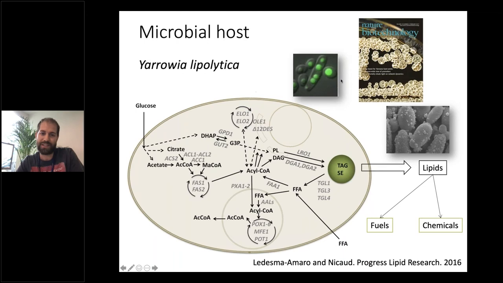So more recently, Yarrowia has been regarded as a very, very good host for biotechnology, and specifically for the production of these lipids that can then be converted, as we saw, into fuels or chemicals.